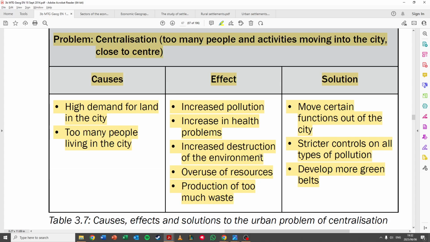Then centralization, too many people and activities moving into the city, especially close to the center. The cause of this: high demand for land in the city, and once again, too many people living there. The effect of this: increased pollution, increase in health problems, increased destruction of the environment, overuse of resources, and production of too much waste. Now, what is the solution for this? Move certain functions out of the city, stricter control on all types of pollution, and develop more green belts.